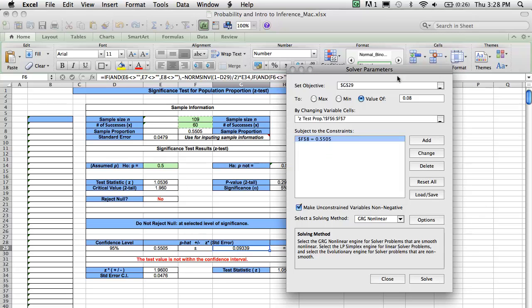We have to change both of those so that we could maintain the constraint that p hat stays pretty close to the value 0.5505. So we're setting the margin of error to a target value of 8% by changing F6 and F7 simultaneously, subject to the constraint that p hat stays equal to 0.5505. Once we get our solver parameters set up, we could click Solve.